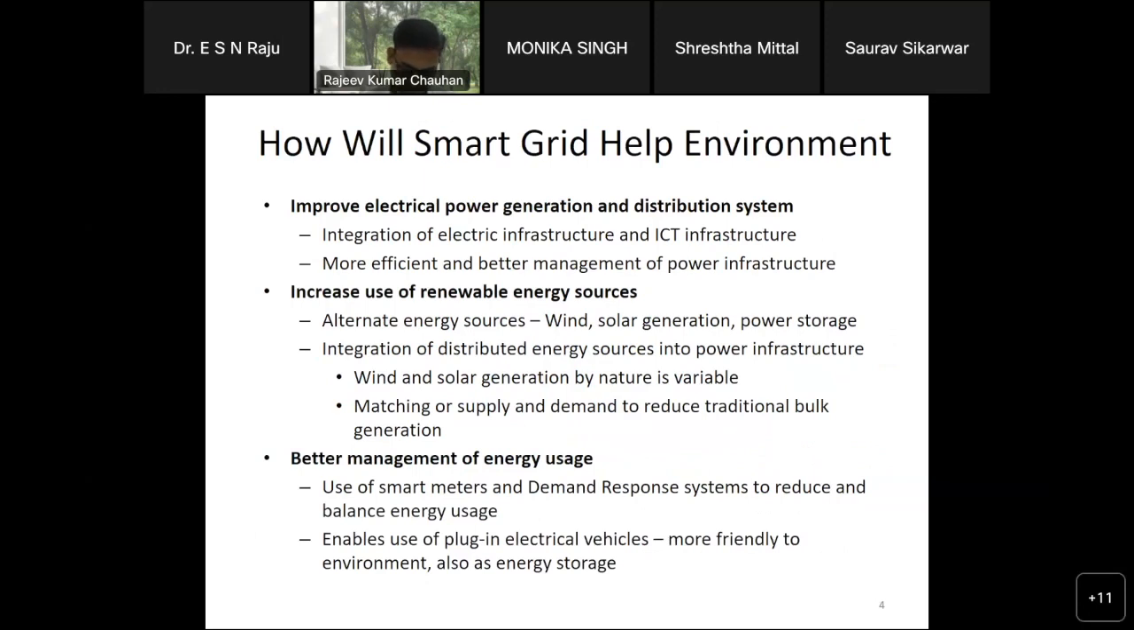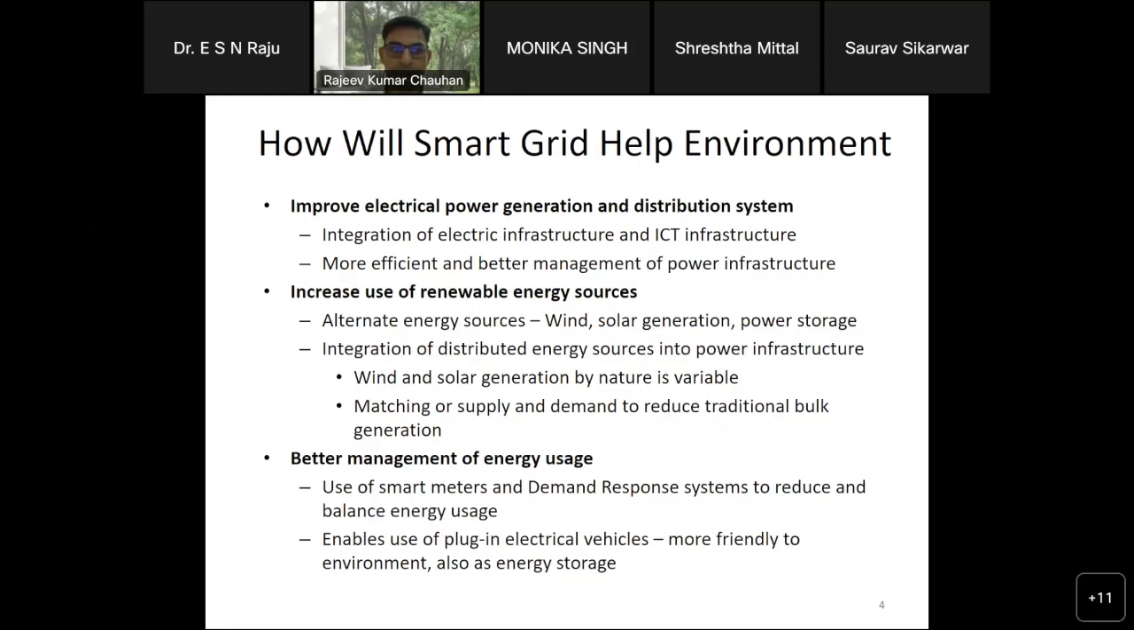One is we can increase the use of renewable energy sources. We can have better management of energy use. We can also improve electrical power generation and distribution, by integration of the electrical infrastructure as well as the ICT infrastructure. By integrating alternative energy resources like solar, wind generation, and power storage, we can also integrate the distributed energy resources into the power infrastructure. We can also match the supply and demand to reduce the traditional bulk generation.